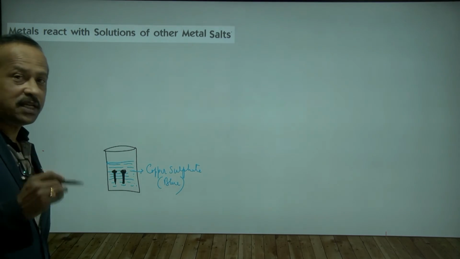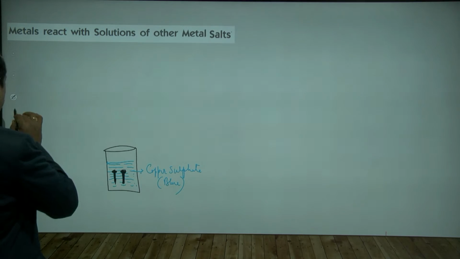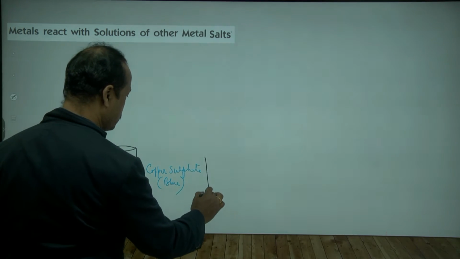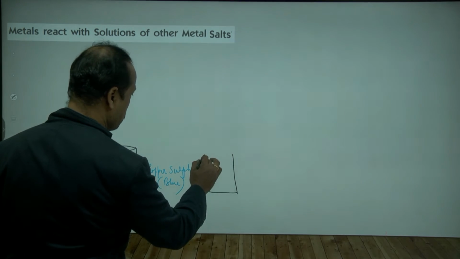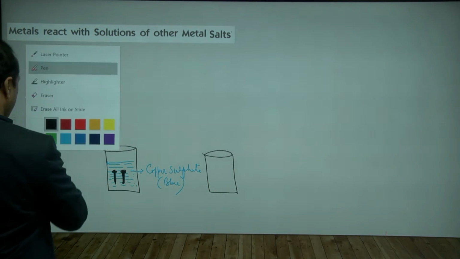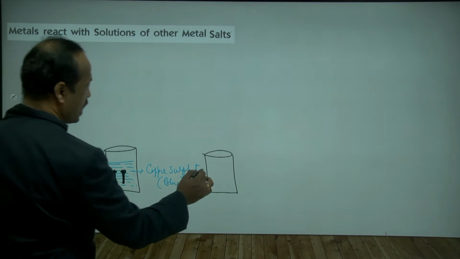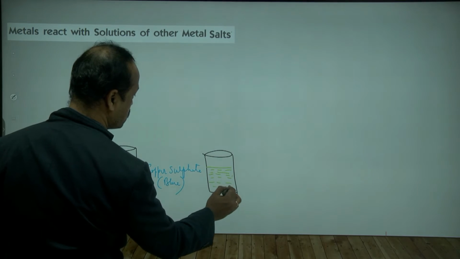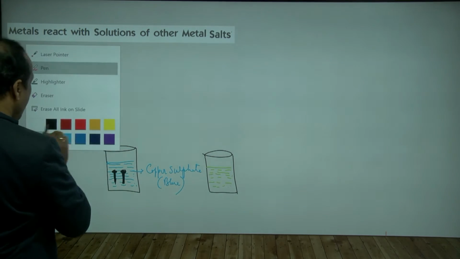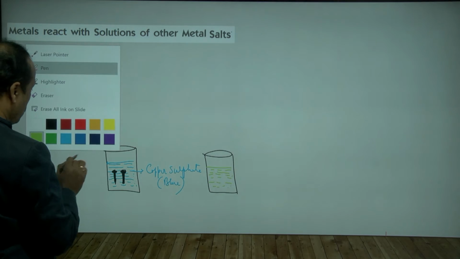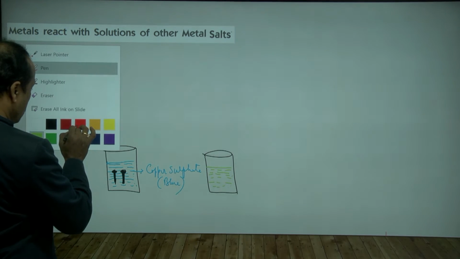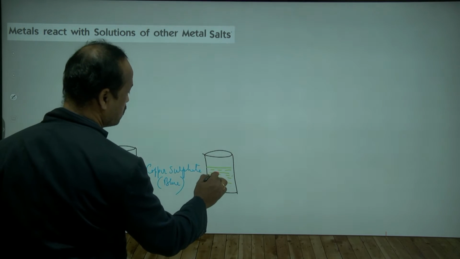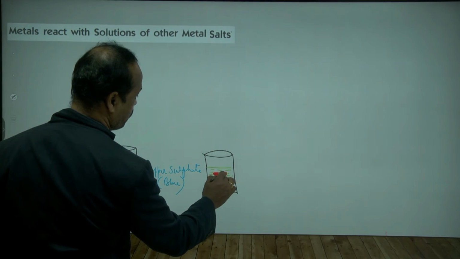If I see after 1 hour or 2 hours, then what happens? The same beaker becomes like this. Now in this solution, it lightly turns green in color, and these iron rods are coated with red color. Here other colors are not there. The iron nails become like this, red in color.